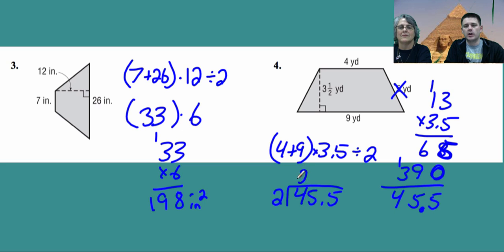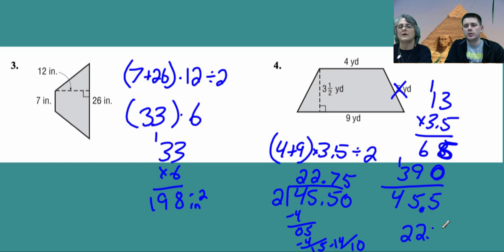2 goes into 4 2 times. 2 goes into 5 2 times, which gives me 4. Left with a 15. 2 goes into 15 7 times. Pardon my scratch work down here, so I'm going to add a 0 at the end. 2 goes into 10 5 times. So we get an area of 22.75 yards squared. Did I get it right?